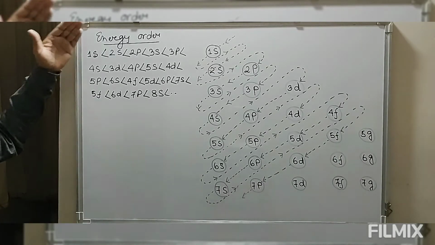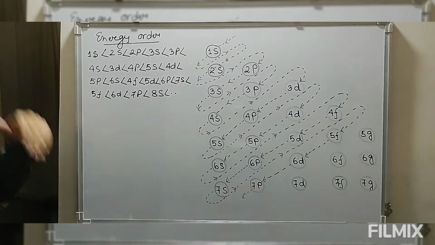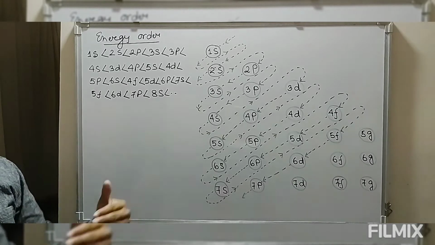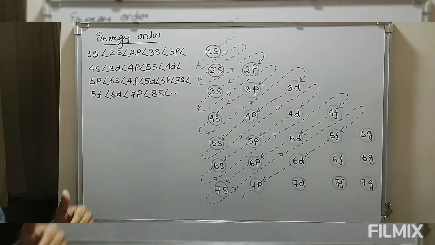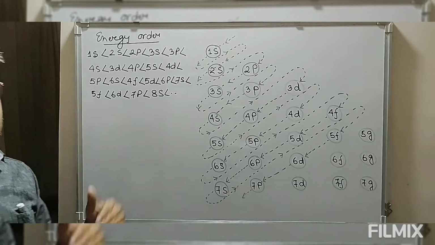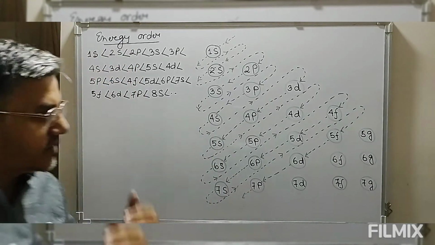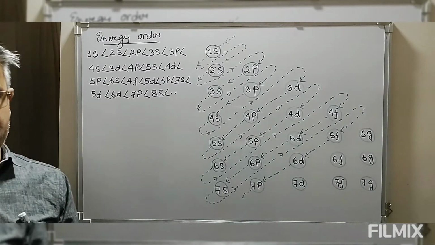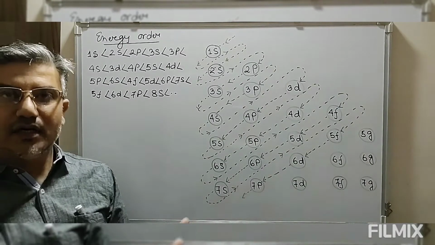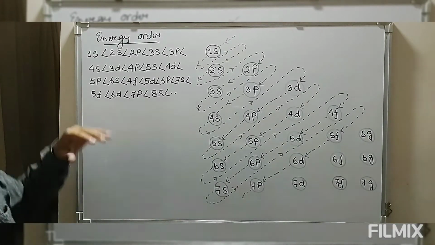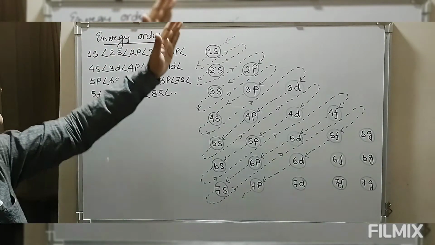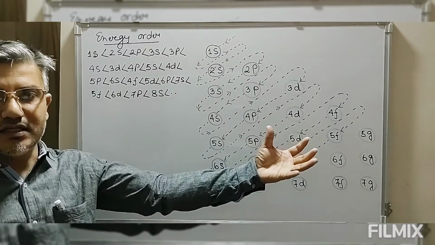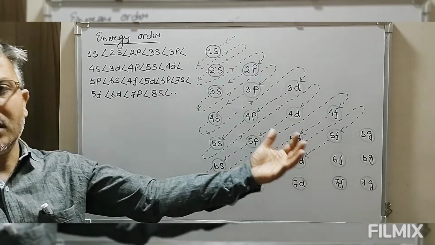So these are the energies of various atomic orbitals that we have decided based on the n plus l rule. One has to remember these energies in order to write the electronic configuration of any species having more than one electron. If you cannot remember this, then we have this diagram, and from this diagram we can arrange the energies of various atomic orbitals.